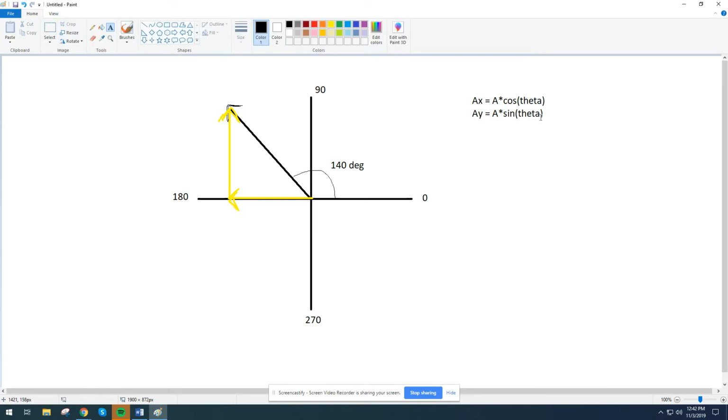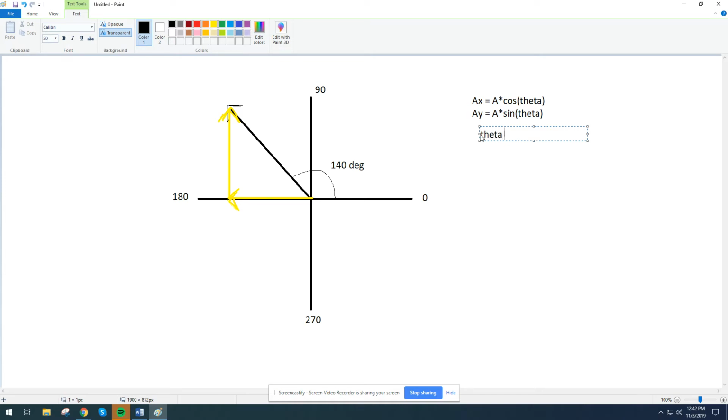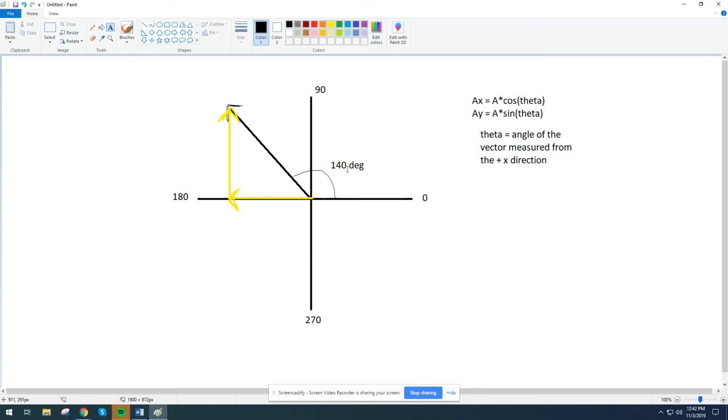Right? Where theta must be the angle of the vector measured from the positive x direction, which this 140 degrees is. This is the positive x direction to the right, and so it's measured counterclockwise to that. This vector here, just diagonal, is 140 degrees counterclockwise from the positive x direction. So for this example, our theta is 140 degrees.